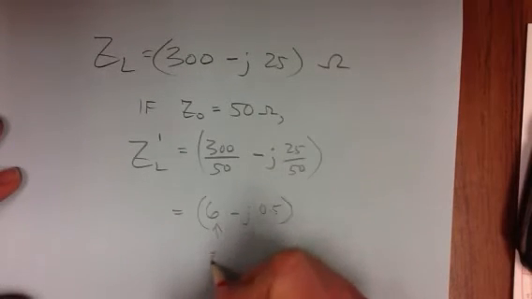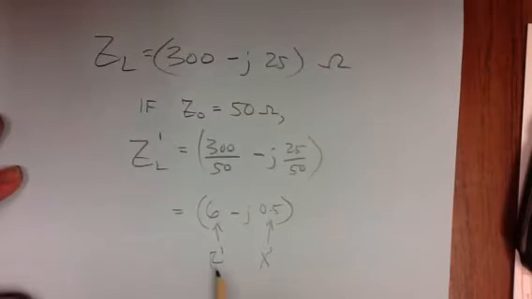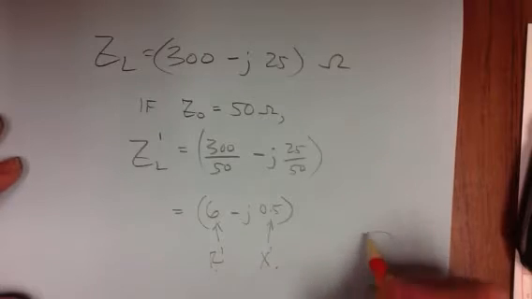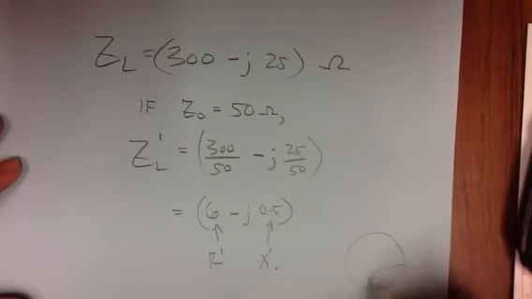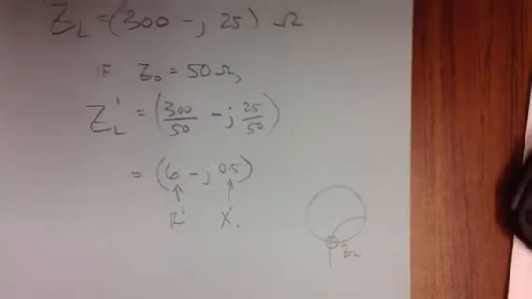This one is the normalized resistance, and this is the normalized reactance. We find the resistance first, and there will be a circle associated with that. We find the reactance, and there will be a semicircle associated with that. Where they cross will be the load impedance, just like before. So I'll get a new Smith chart for 6 minus J0.5.